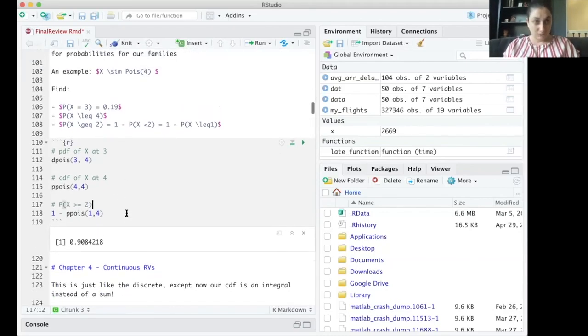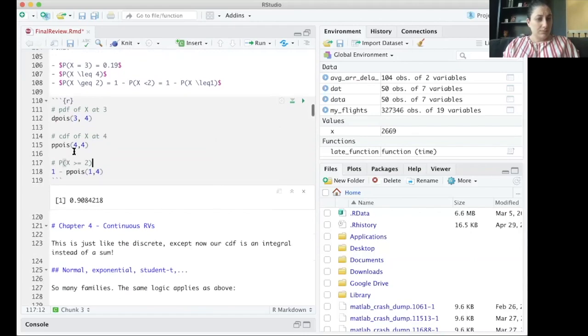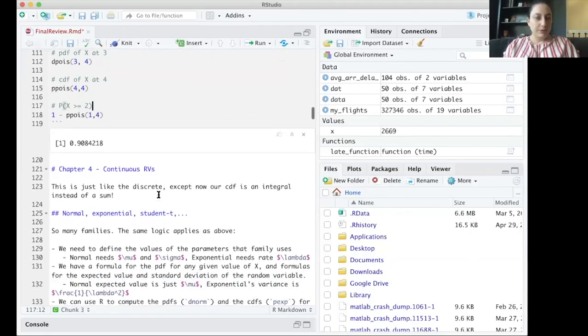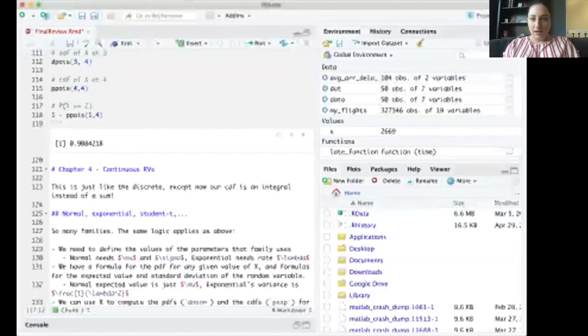All right. So hopefully computing these is still familiar.